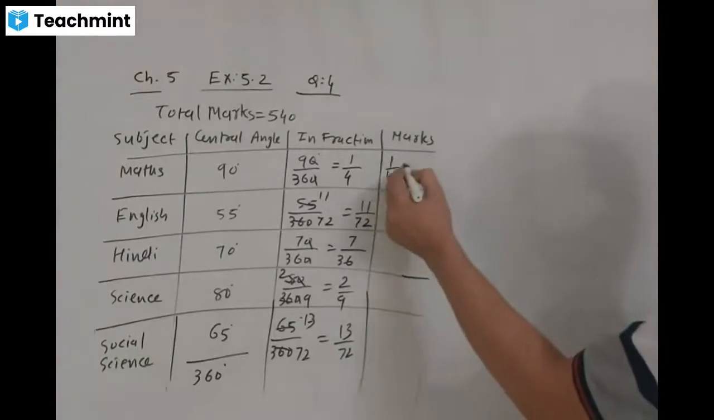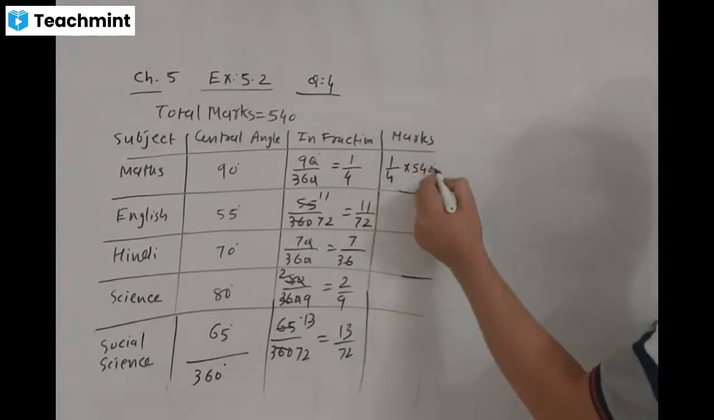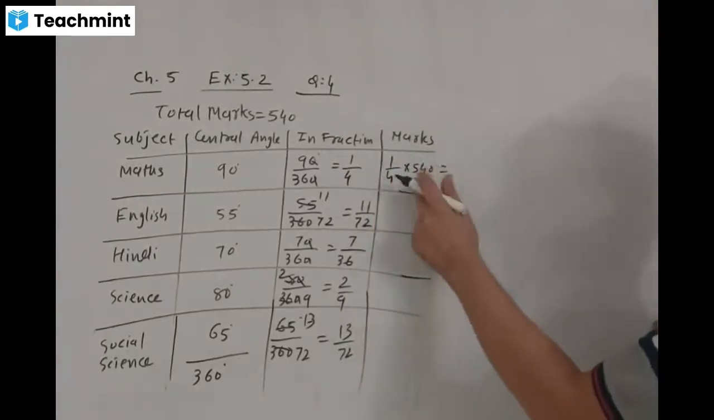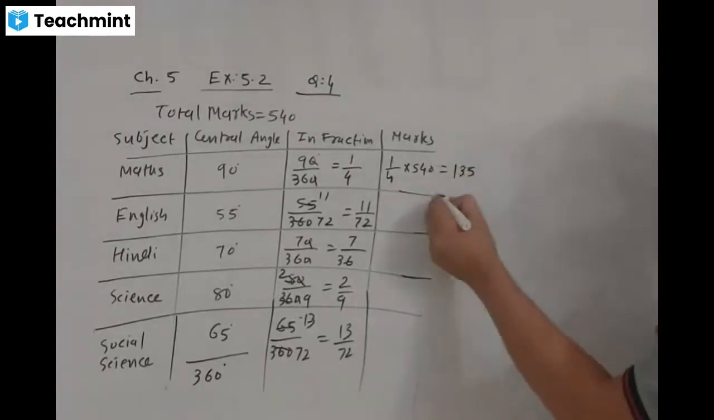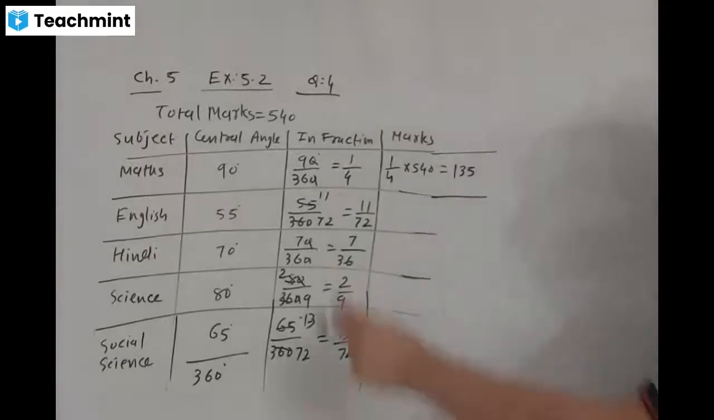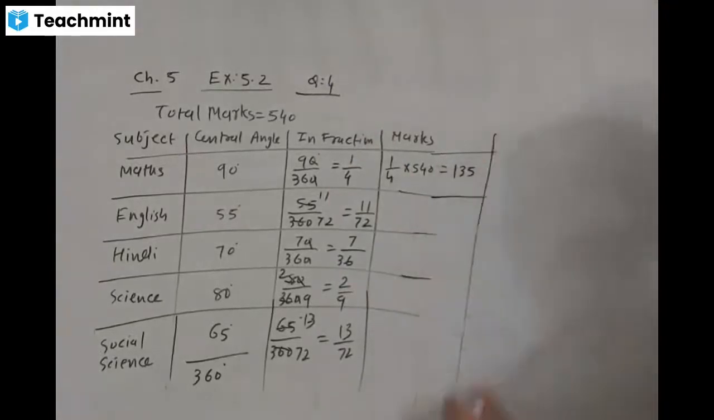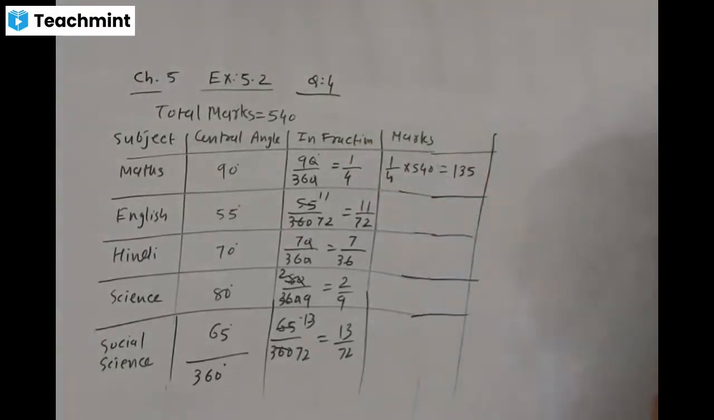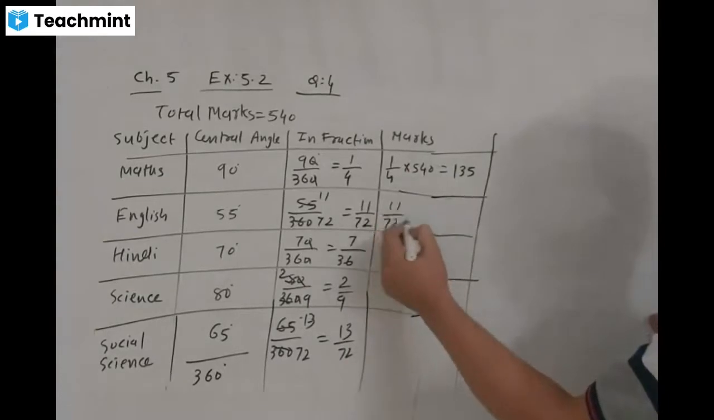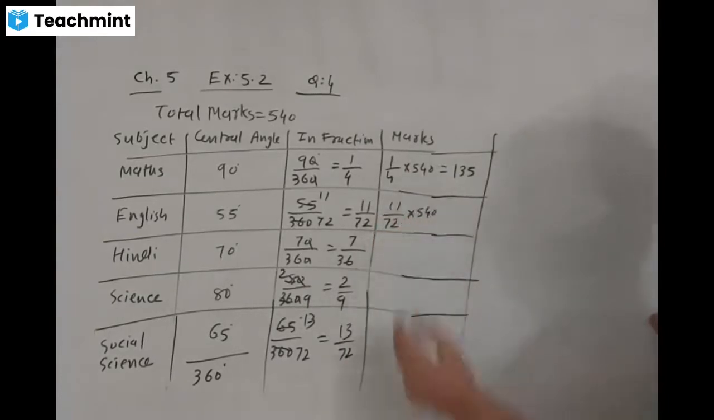So 1 by 4 multiplied by 540, total marks, therefore 540 by 4. That is equal to 135 marks in mathematics. Total marks 540. Okay, in 540, the mathematics marks is 135. 11 upon 72 multiplied by 540.